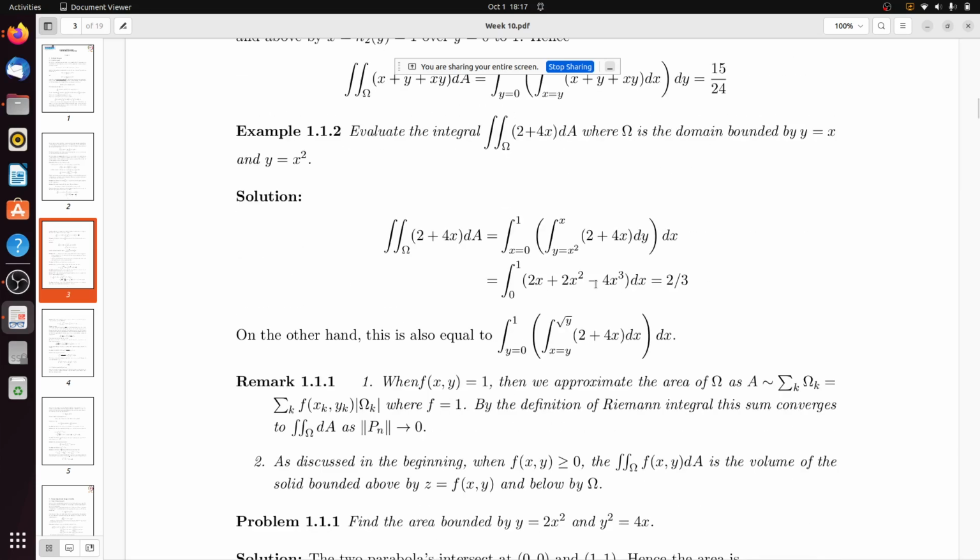Just read this problem, example 1.1.2. I am giving you a couple of minutes, just read this problem. And the point to be noted is that here the region omega is the domain bounded by y equal to x and y equal to x square. So evaluate the integral over omega of 2 plus 4x dA, where dA is nothing but dx dy, and omega is the domain bounded by y equal to x and y equal to x square.